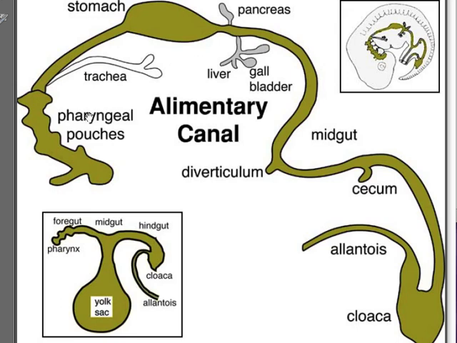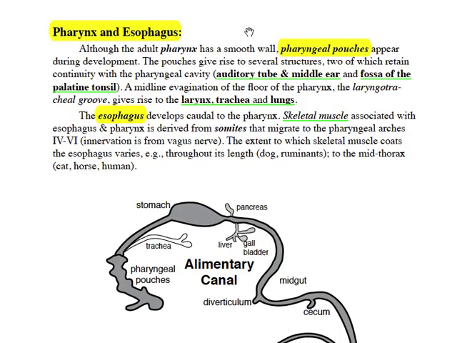The cranial end of the foregut develops into the pharynx. The pharynx develops bilateral pouches that give rise to different structures. In particular, the first pouch becomes the auditory tube. The second pouch becomes the fossa for the palatine tonsil.